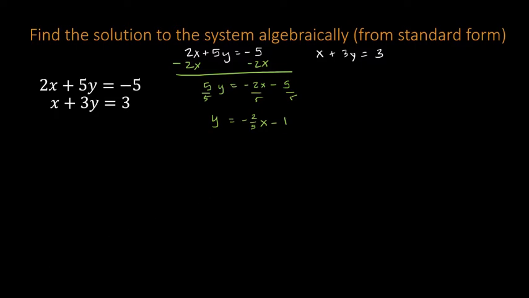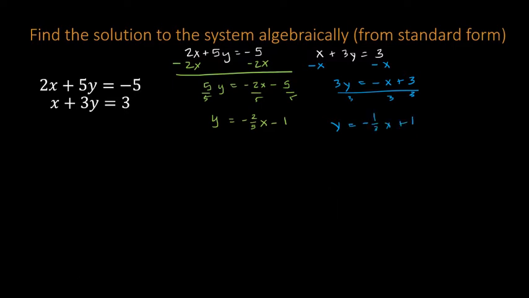All right, now for my other one, I'll subtract x from both sides. I get 3y equals negative x plus 3. I'll divide everything by 3. And I get y equals negative 1/3 x plus 1.